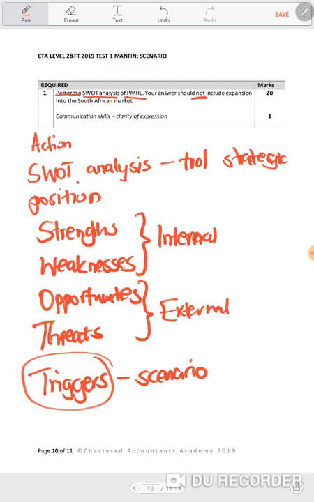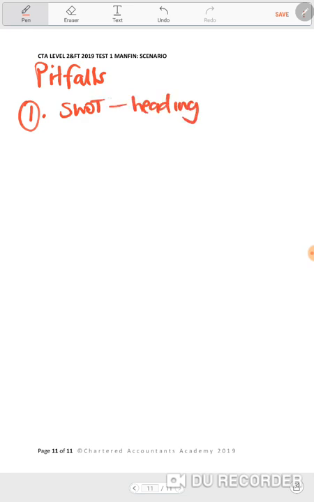Now let's identify common student pitfalls on this specific required. So the pitfall for this required was number 1. Since this is a SWOT analysis, students were supposed to identify the SWOT under a specific heading. So there was supposed to be a heading for strengths, weaknesses, opportunities, and threats in the student's solution. So where there was no heading, no marks were awarded.